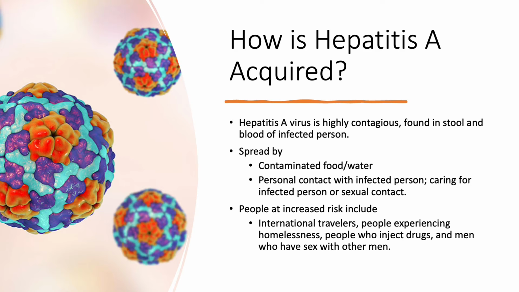But although uncommon, foodborne outbreaks have occurred in the United States from people eating contaminated, fresh and frozen imported food products. It is also spread by close personal contact with someone who is infected, like caring for the infected person, or through sexual contact. People who are at an increased risk to acquire HAV include international travelers, people experiencing homelessness, people who inject drugs, and men who have sex with other men.